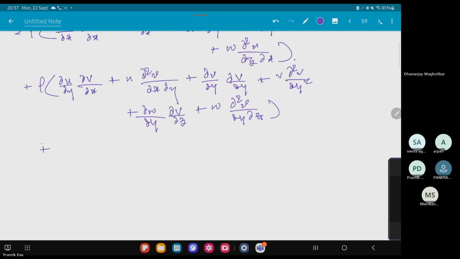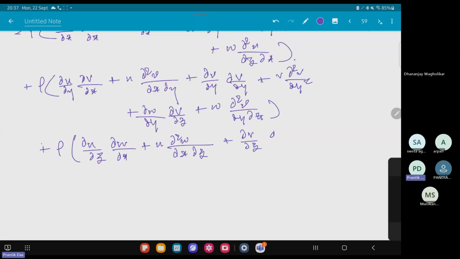plus rho of du/dz dw/dx plus u of del square w/dx dz, plus dv/dz dw/dz, plus v del square w/dy dz, plus w del square w/dz square.